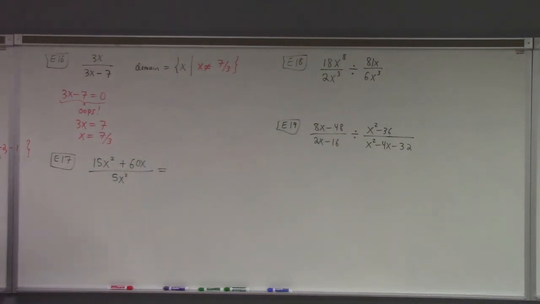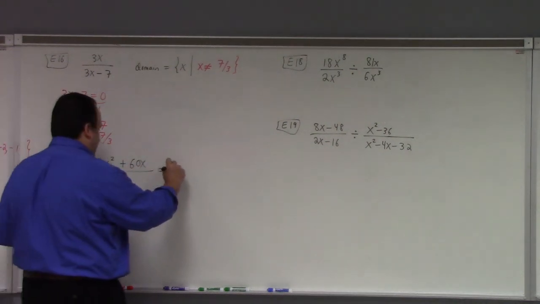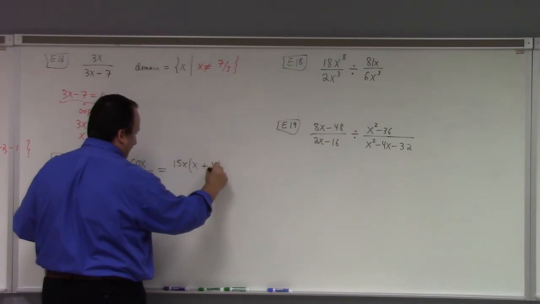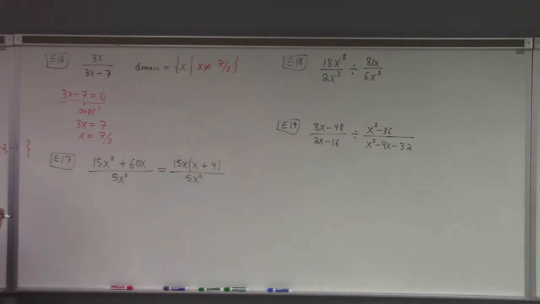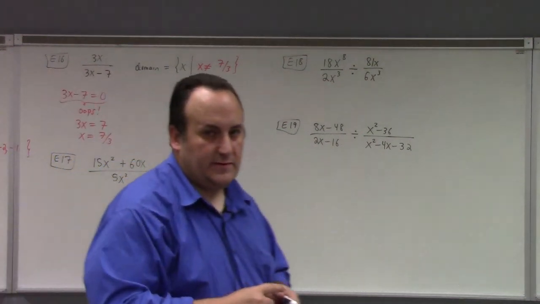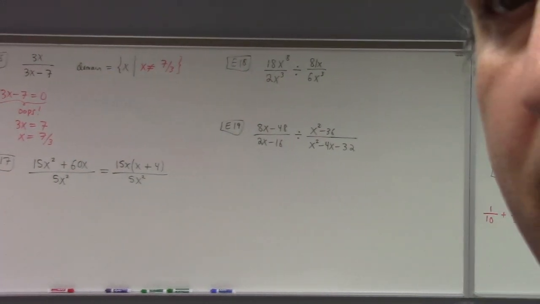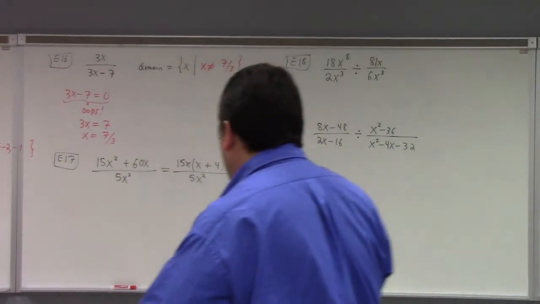All right, so first things first here. Example 17, what can we do? We could factor out a 15x, right? So 15x, that leaves us with x plus 4 divided by 5x squared, right? So what's 15 over 5? 15 over 5 is 3, right? And what else can we do? What's x over x squared? 1 over x? Yeah. Sounds good. And I think that's pretty much it, right?